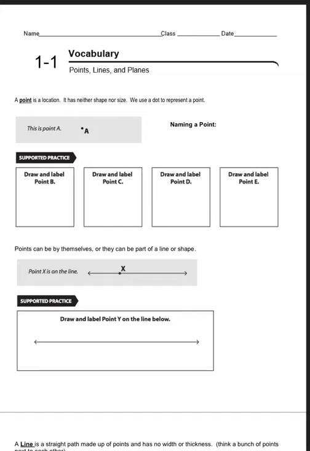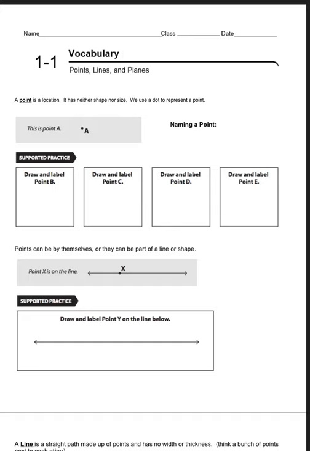This lesson is on points, lines, and planes. In order to understand geometry as we keep moving forward, you have to have these three vocabulary words down really good, because this is where our base is. It says a point is a location. It has neither shape nor size. We use a dot to represent a point.